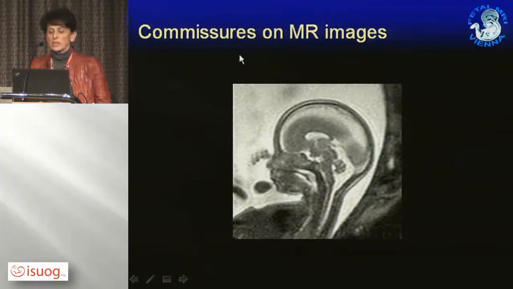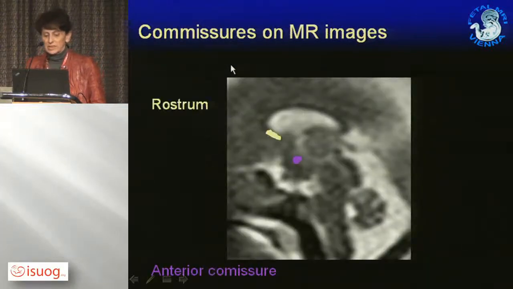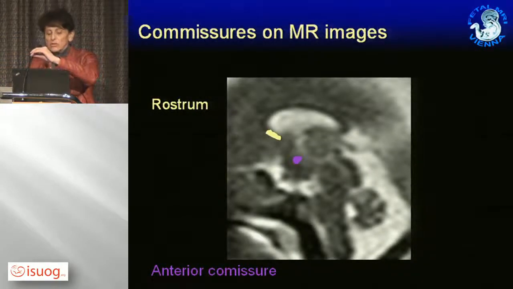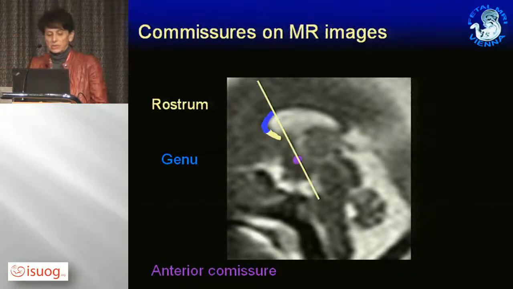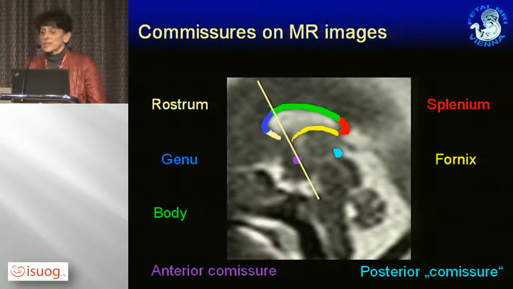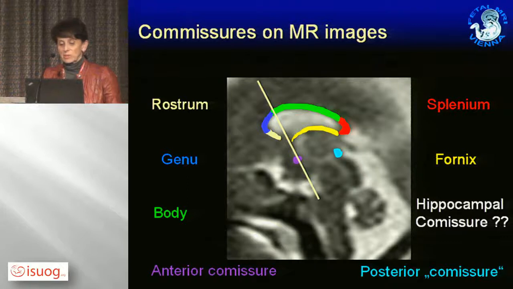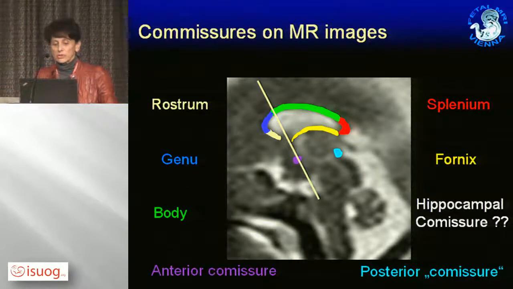Well, commissures on MR images. What do we see? We see the anterior commissure, the rostrum of the corpus callosum, the genu, the body, the splenium. We also see the fornix, and we see the posterior commissure. The commissure we don't see in normal cases is the hippocampal commissure, because we only see it under certain circumstances.